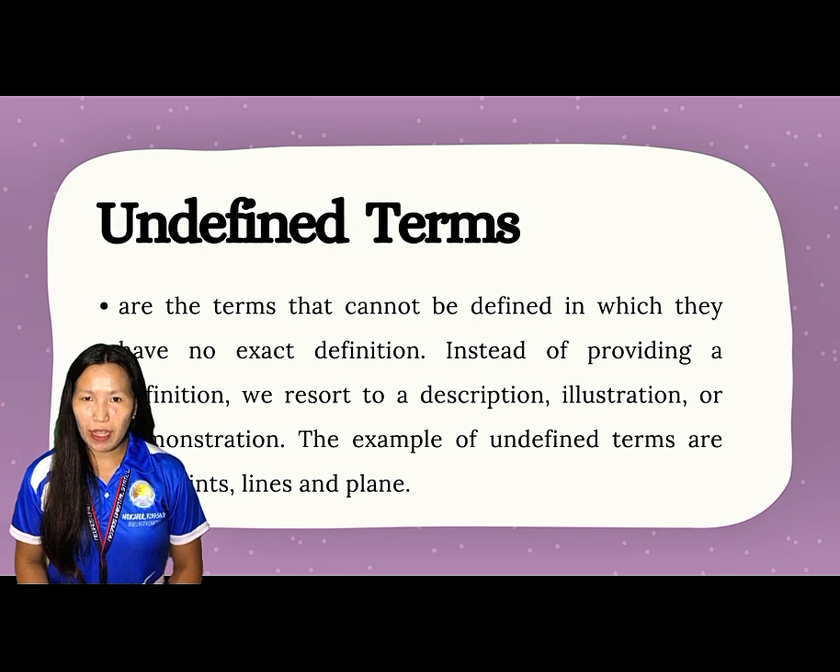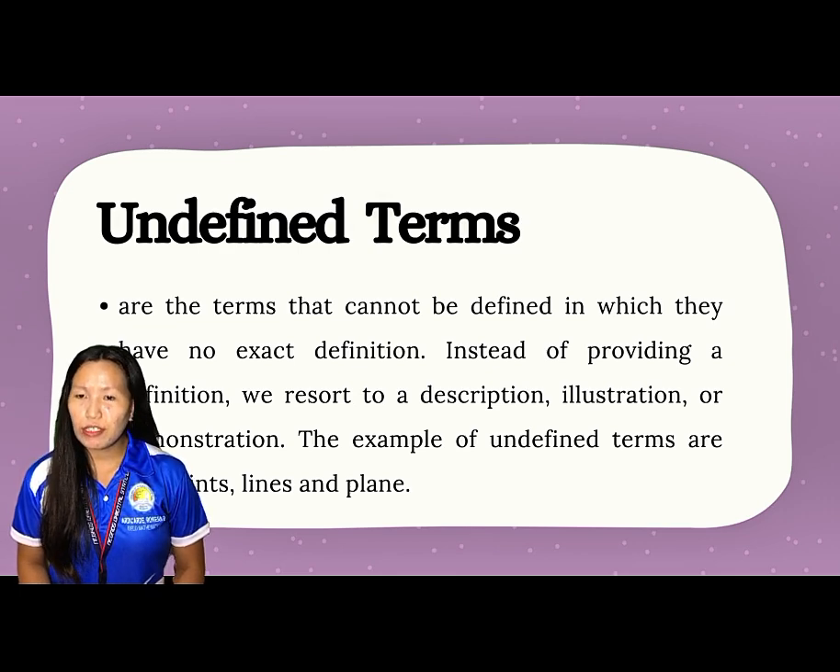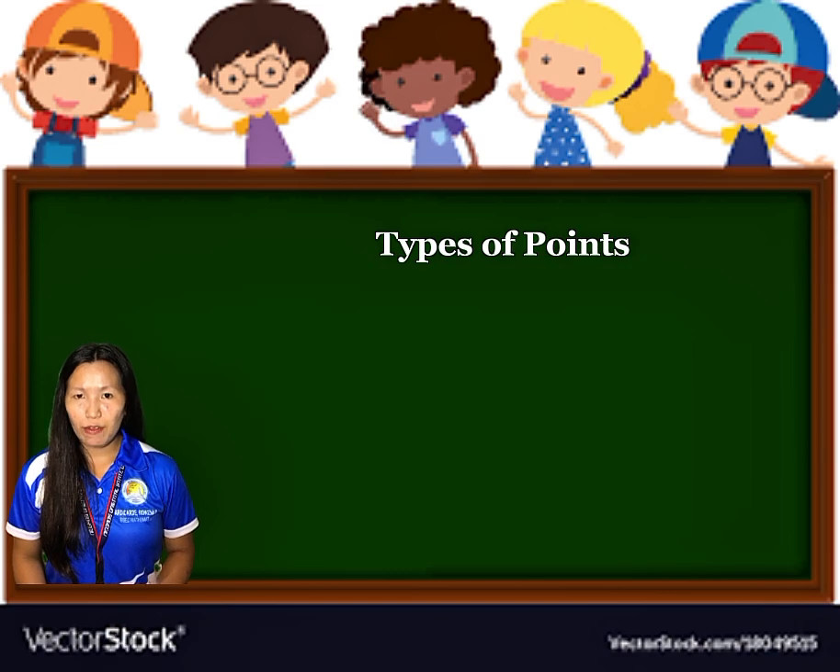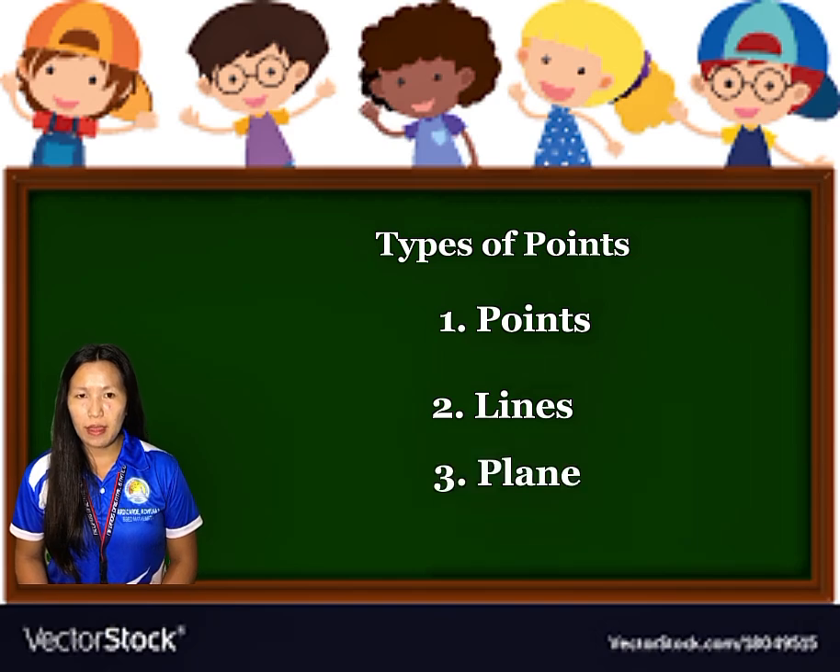When we say undefined terms, these are the terms that cannot be defined, in which they have no exact definition. Instead of providing a definition, we resort to description, illustration, and demonstration. So there are types of undefined terms. First is points, second lines, and the third is plane.